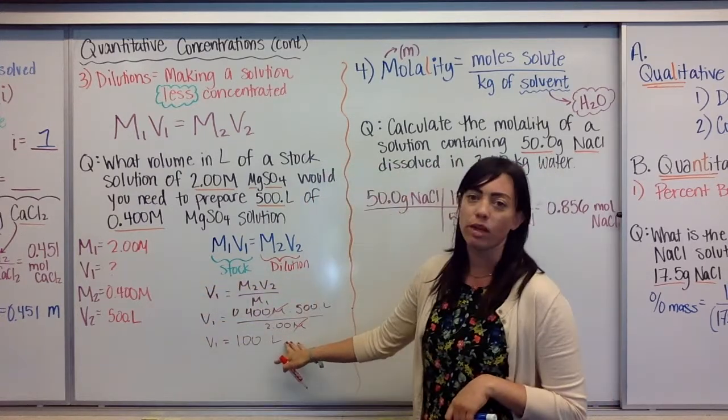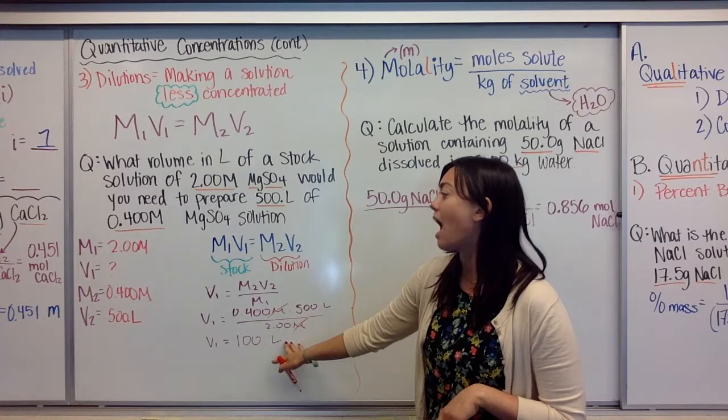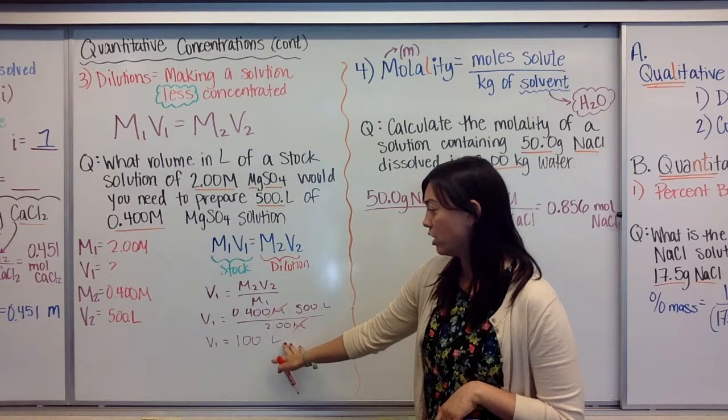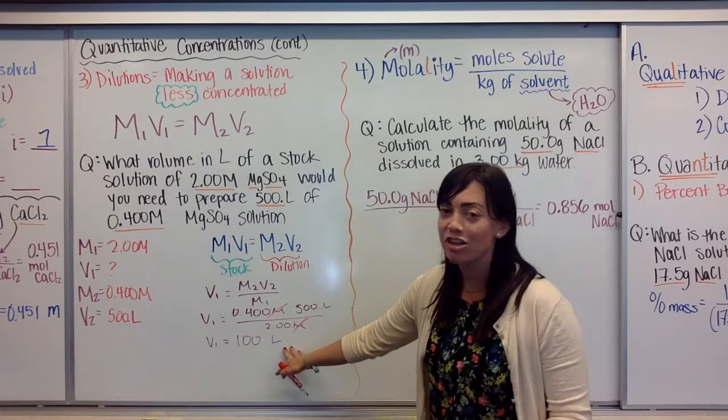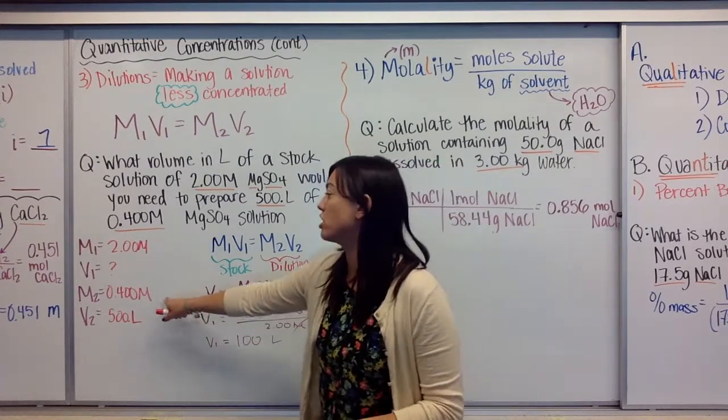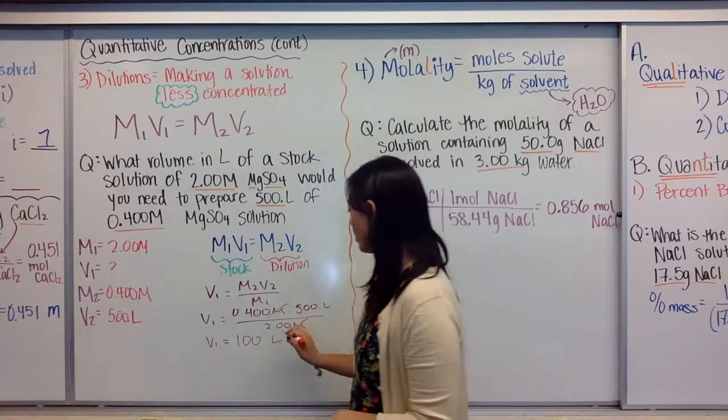The rest of what we use to get to the 500, we would add 400 liters, that's a lot. We would add 400 liters of water to make this concentration of 0.4 molar. Okay?